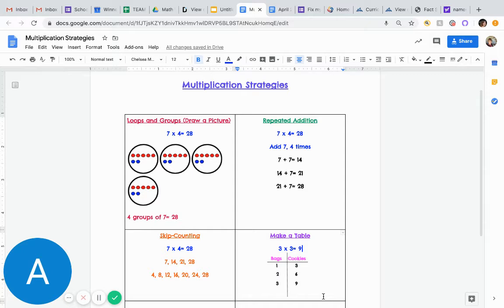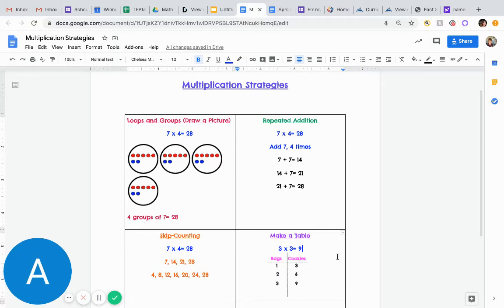Over the last few weeks, we have been looking at different multiplication strategies. We've looked at drawing a picture, so taking one of your factors here. So we took 4, drawing 4 circles, and then taking that other factor, 7, and putting 7 dots in each of the circles. We looked at repeated addition, so taking one of your factors and adding it together as many times as this factor here. So adding 7 4 times. And then we worked on skip counting.